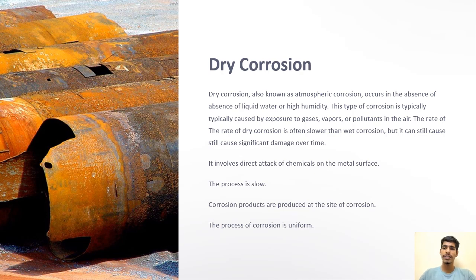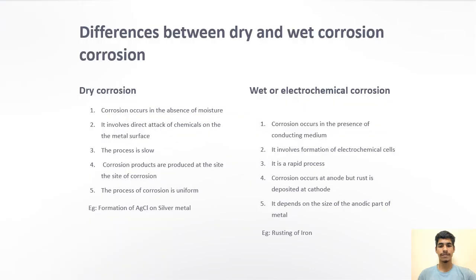Now let's study this. This type of corrosion is typically caused by exposure to gases, vapors, or pollutants in the air. The rate of dry corrosion is often slower than wet corrosion, but it still causes significant damage over time. Here we have studied two major basic types of corrosion, which are wet corrosion and dry corrosion.